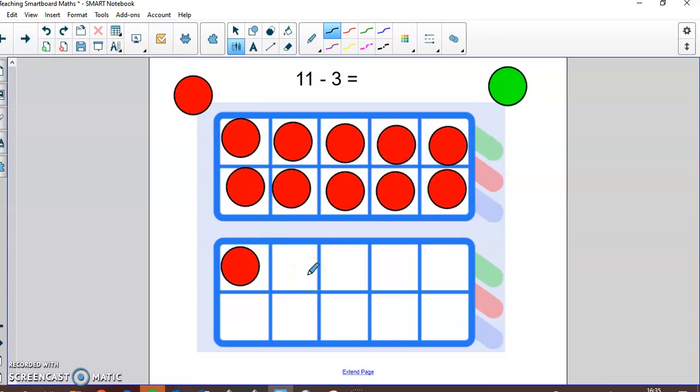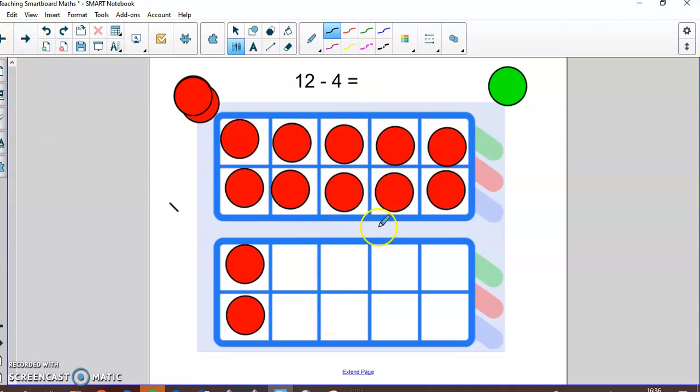Next is this one. So again, I'd like you to think about what we're going to take from this tens frame at the bottom and how many more to take from this one. We've only got 1 to take from this tens frame. So if we're doing 11 and taking 3, we need to get rid of these 2 as well. And that leaves us with our 8. So 11 take away 3, we took away 1, then took away 2, and it left us with 8.